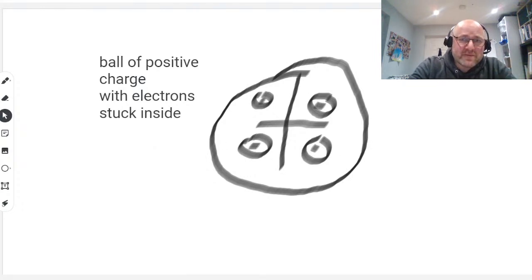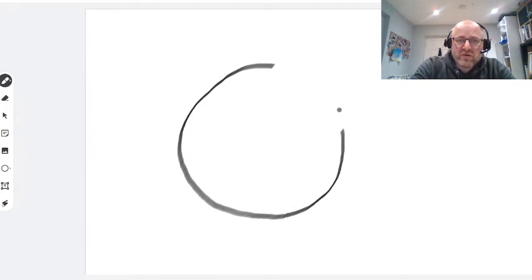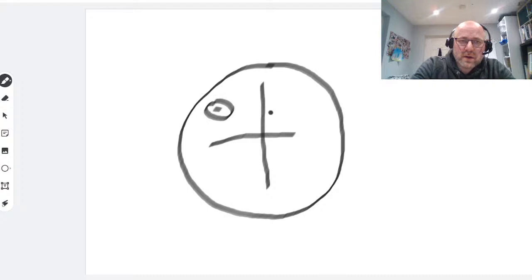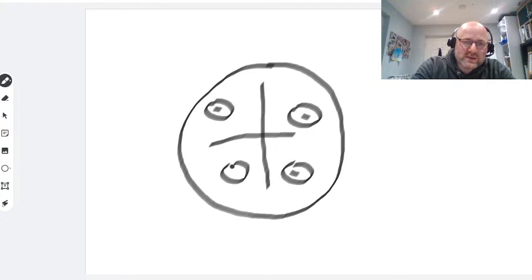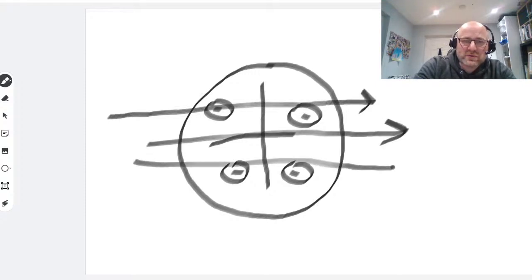A guy called Ernest Rutherford came along, and if you get a 6 marker on it, Ernest Rutherford fired alpha particles that are positive at the plum pudding model. What he expected was the alpha particles to go straight through. These are the expected results. He expected the alpha particles to go straight through the plum pudding. That's what he expected. What did he actually see?